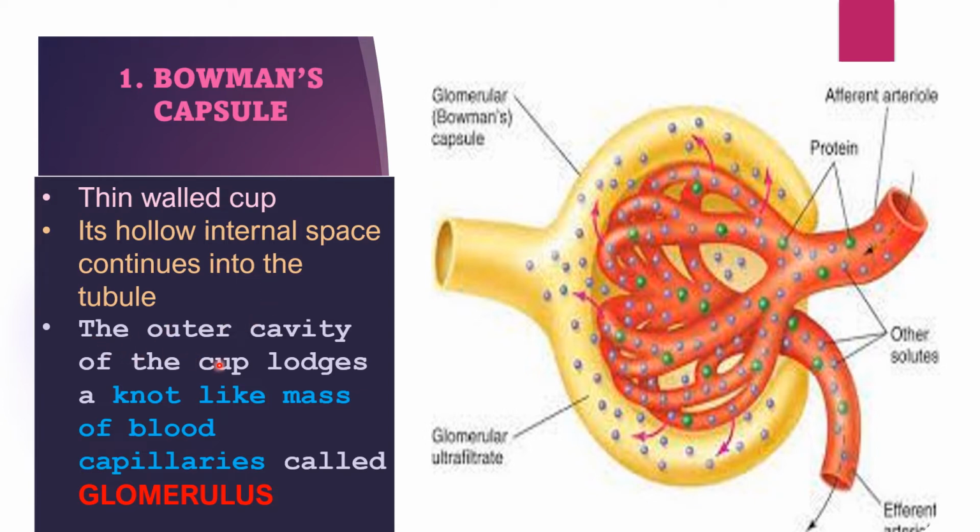Then the outer cavity of the cup. Here you can see the outer cavity. The outer cavity of the cup lodges a knot-like mass of blood capillaries. This knot of blood capillaries we call the glomerulus. It's very important: the knot of blood capillaries present inside the cup-like cavity is called the glomerulus.